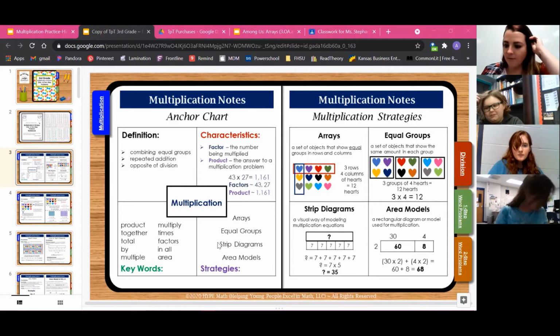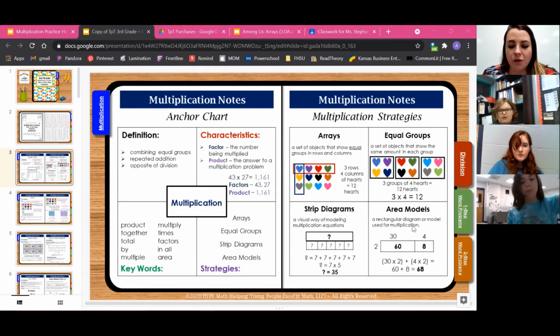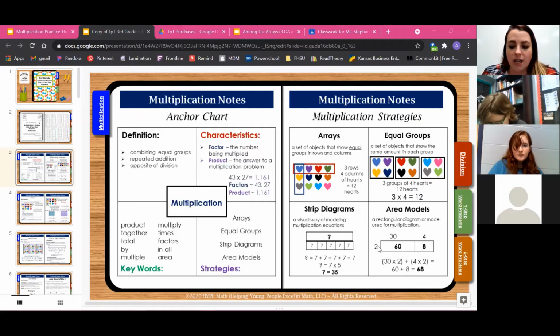Okay, awesome. So area models are a rectangular diagram or model used for multiplication. We have 30 here, 4 here, and 2 here. So we're going to do 30 times 2, and that's 60. Then we're going to do 4 times 2, which is 8. So we have 60 plus 8, which is 68. This area model is breaking this down. So really the equation we started with was 30 plus 4 times 2, or 34 times 2, sorry.